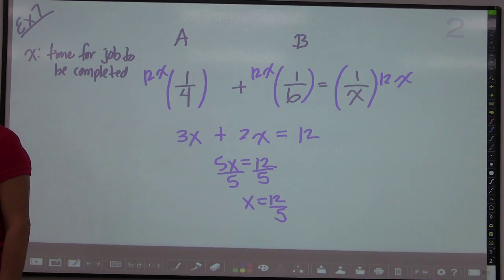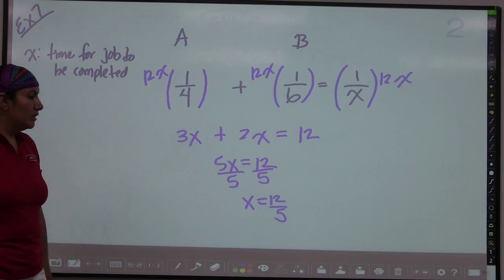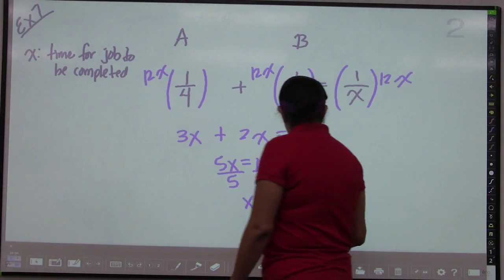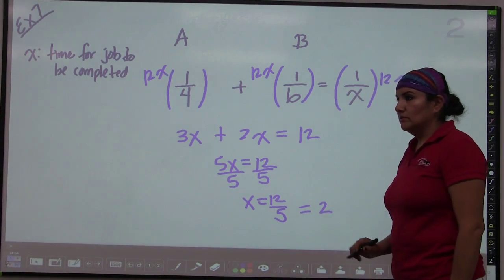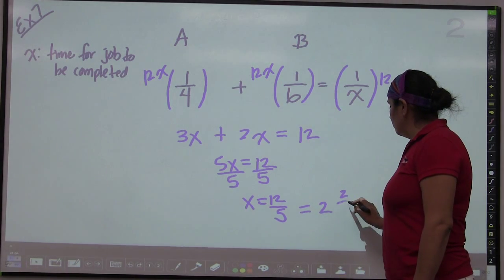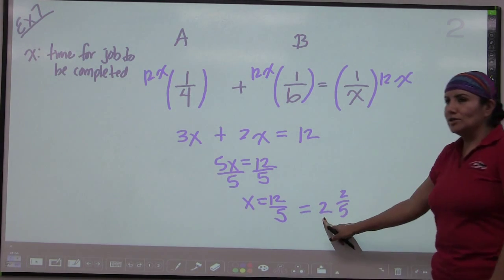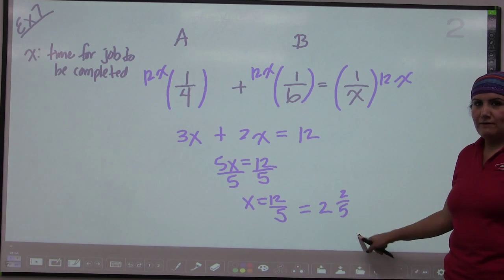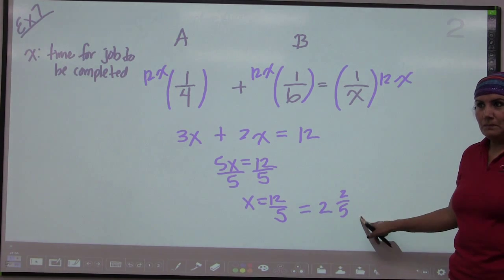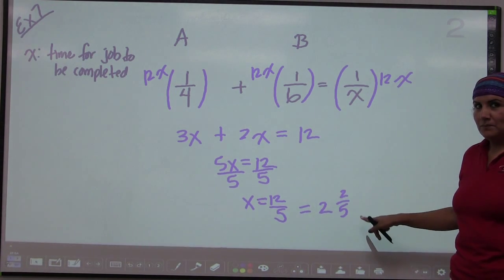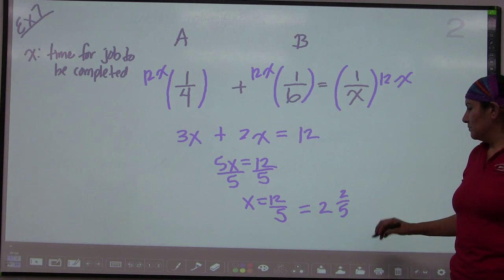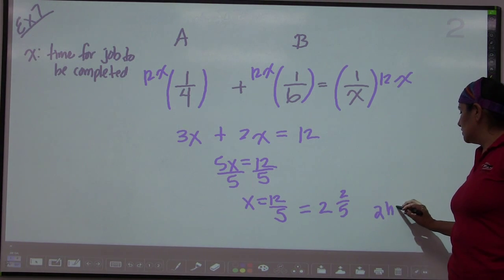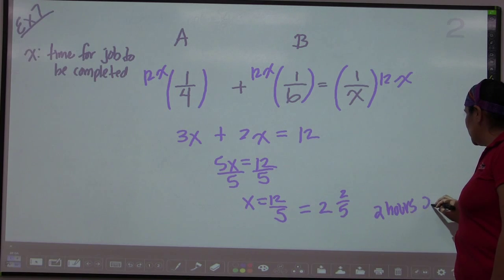That's basically what it's saying, right? So what is 12 fifths? 5 goes into 12 2 times and has a remainder of 2, right? 2.4. That's 2 hours. What's 2 fifths of an hour? So 2 hours and 24 minutes.